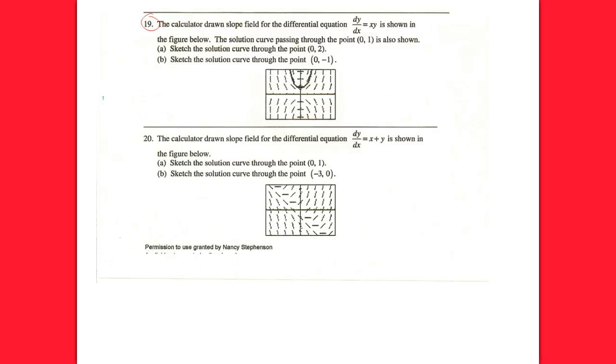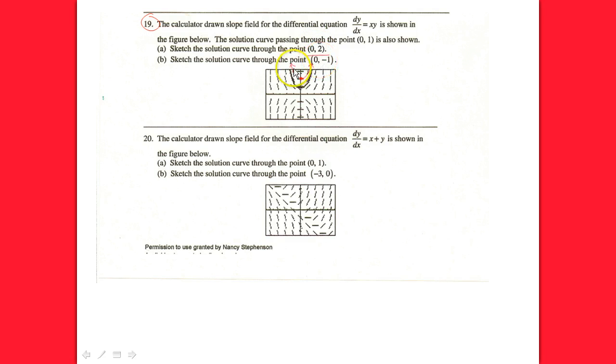All right, so the next thing that they want us to be able to do is to draw a slope field for a given differential equation. So for number 19, they've created the slope field for us, and they've even drawn one of the solution curves that passes through 0, 1. So basically start at 0, 1 and follow our slope field or our direction field. So we want to do the same thing now at 0, 2 and at 0, negative 1.